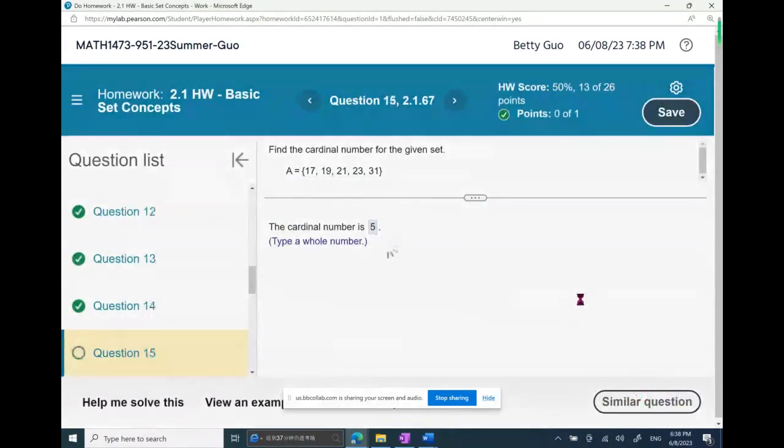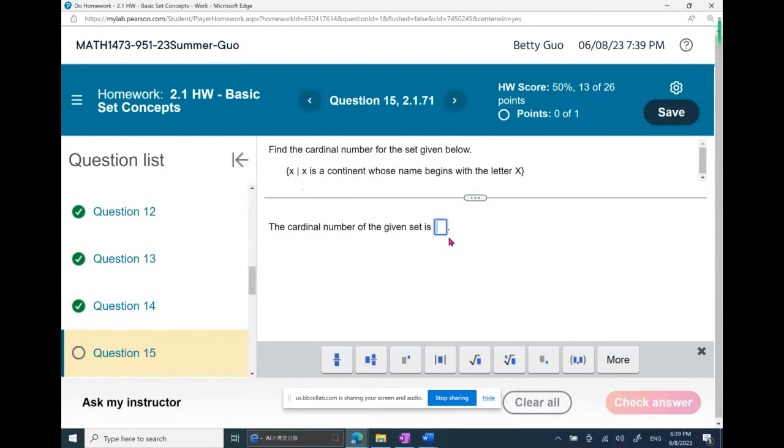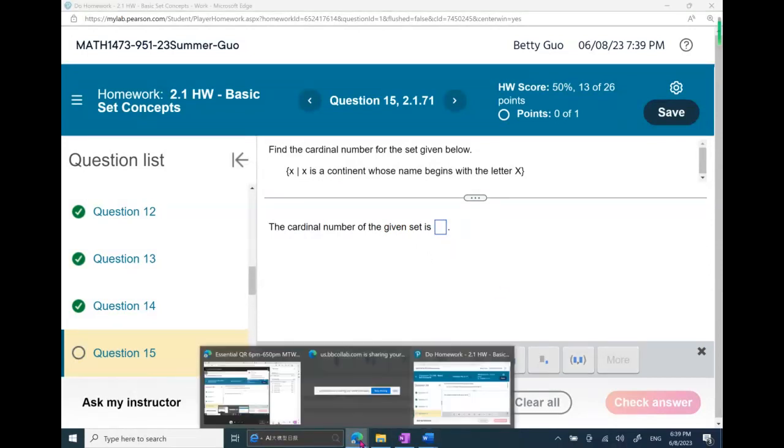So now we know, right? Yes, thank you. Find the cardinal number for the set given below: {x | x is a continent whose name begins with the letter X}. Do we have one? I think it's 0. Empty set. So no such continent, so the set is the empty set. The cardinal number of the empty set is 0.